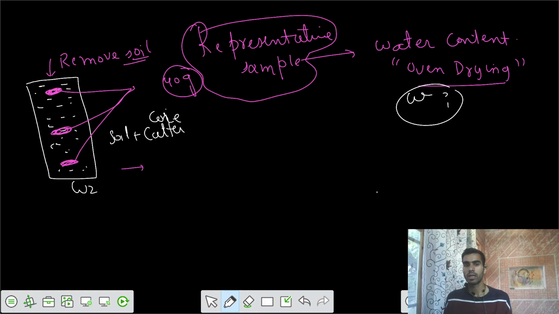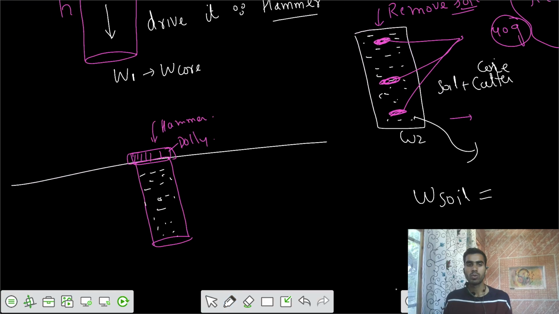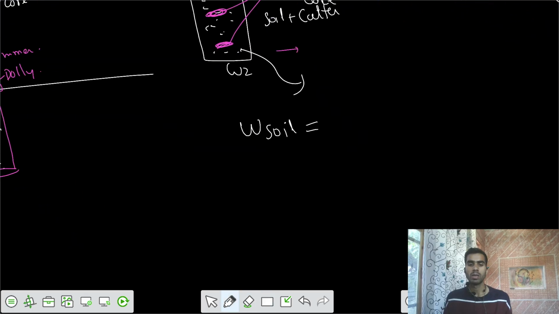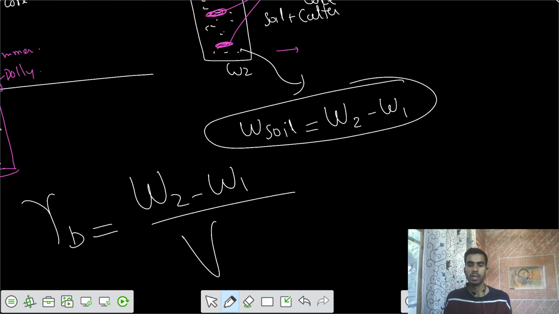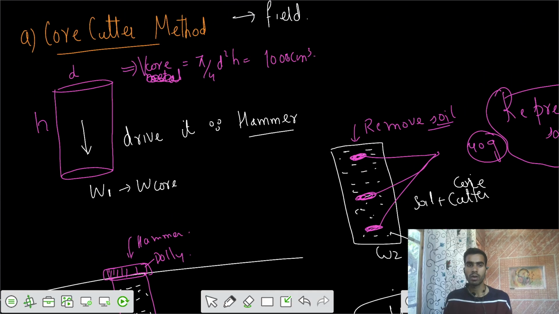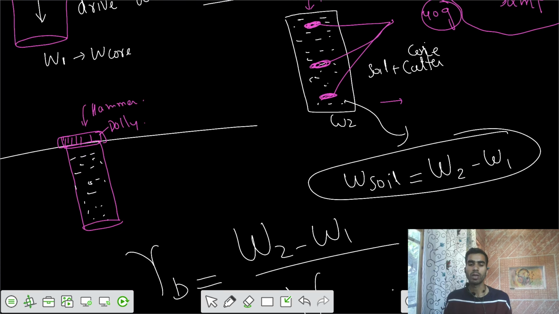Once we have the water content, what is the volume of soil we have excavated? Can you tell me? The weight of soil is actually W2 minus W1. Once I have the weight of soil, what is the bulk unit weight? It is W2 minus W1 divided by the total volume V, that we already know. That's 1000 centimeter cube, or if the dimensions are given, we can calculate the volume from pi by 4 d square h.